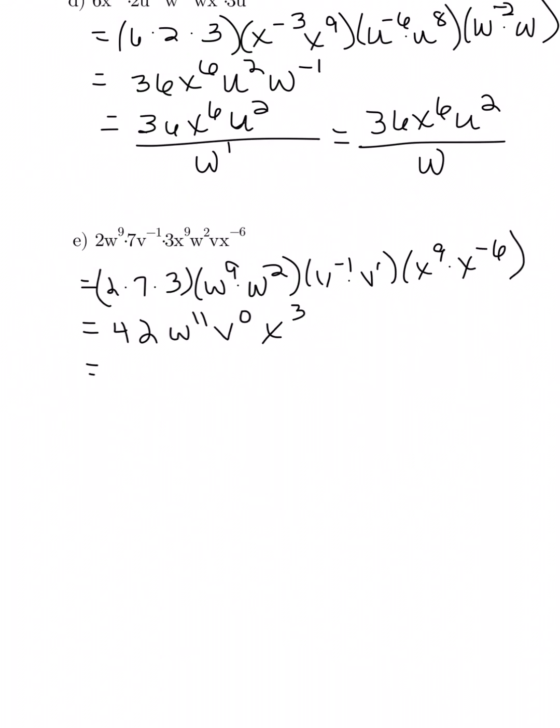What you have to remember is that anything raised to the 0 power is a 1. So we had 42 W to the 11 times 1 times X to the 3rd. Well, that 1 is unnecessary to have in our answer, so we're going to just write it as 42 W to the 11th X to the 3rd.